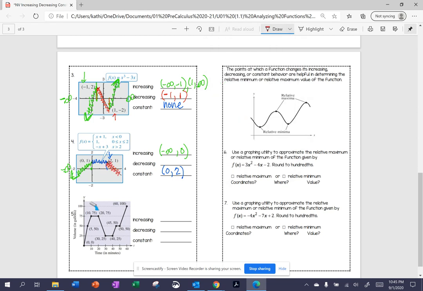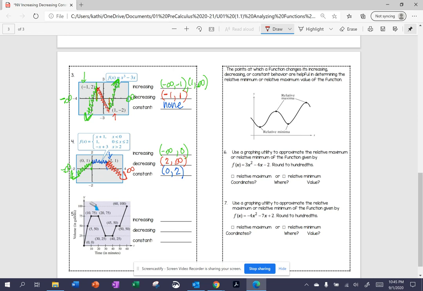So my final section of my graph is decreasing. I'm starting at 2. I'm not going to include 2 because I can't be constant and decreasing. So I use a parentheses. And this is an arrow on the end. So I'm ending at infinity. And infinity always has a parentheses.